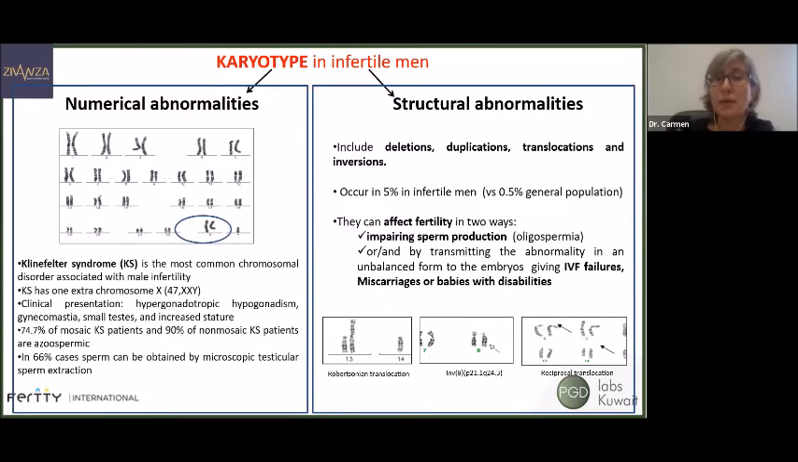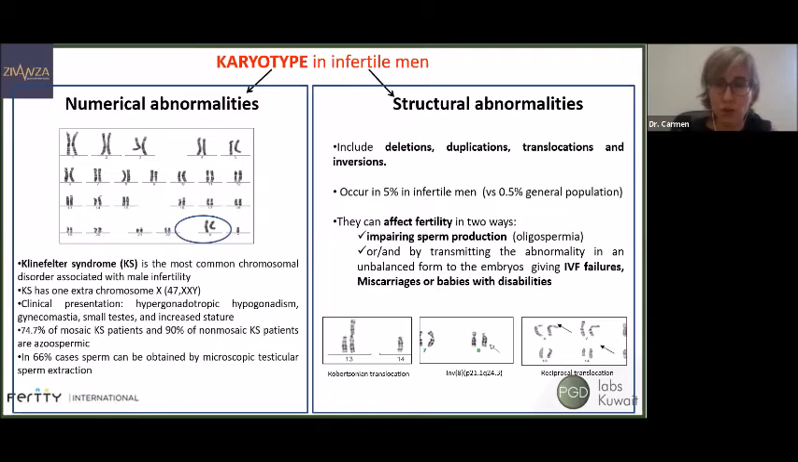And these abnormalities can affect fertility in 2 different ways. The first one is by impairing sperm production, meaning that during spermatogenesis, when the sperm are produced, these abnormalities can interfere in some way, and the production of this sperm can be affected, and usually can be related to oligospermia, or in some extreme cases to azoospermia.